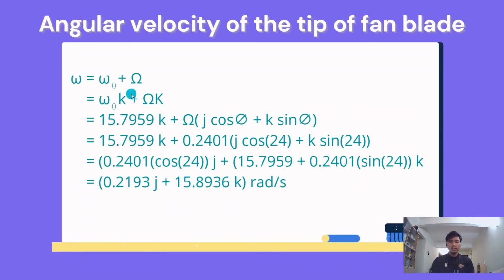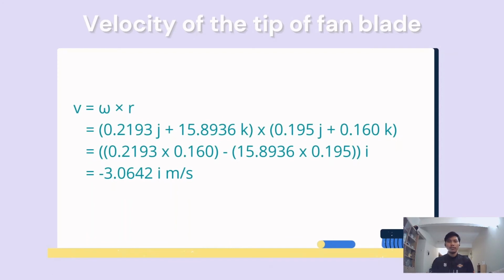For the highest speed setting, we use the same formula for both calculations. We insert the angular velocity about the z-axis plus the angular velocity about the reference axis, set the numbers for the variables and calculate, and we got 0.2193 J plus 15.8936 K rad per second. For the velocity at the tip of the fan blade, we use the cross product formula, and we get negative 3.0642 I meter per second. That's all from me. Thank you.